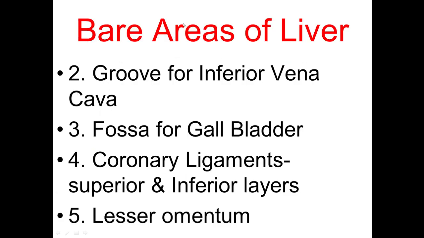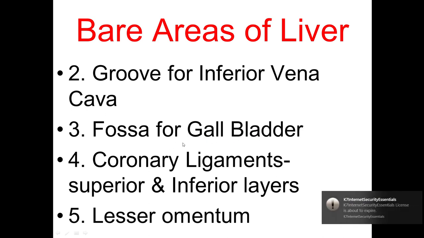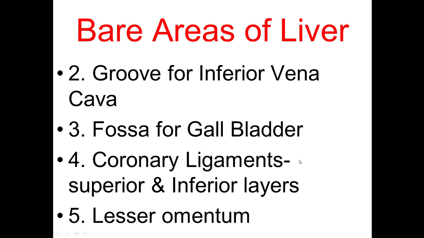The second bare area is where there is a groove for the inferior vena cava. That is also a bare area of liver. The third bare area is where there is a fossa for the gallbladder. Fossa for the gallbladder. Then there are the coronary ligaments, superior and inferior layers, and the lesser omentum.